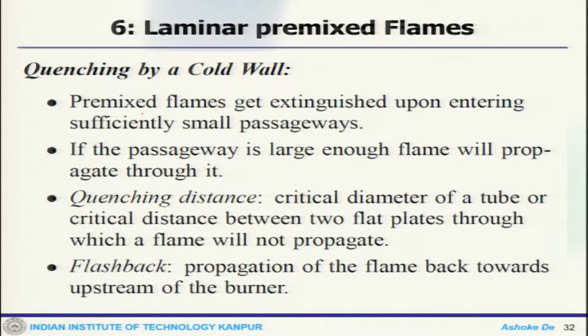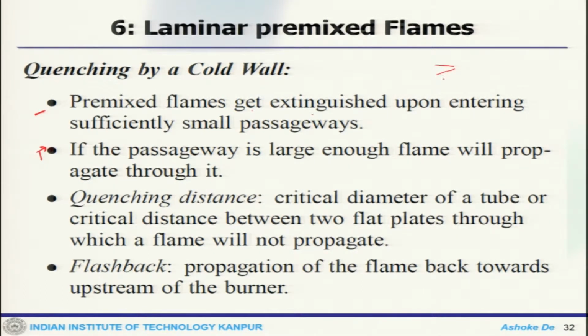Now, the flame front, especially the premix flame front, can get extinguished when it enters through a sufficiently small passage. That means, if you allow it to pass through a very small passage, then it can quench. That is one of the ways it may possibly happen. Obviously the flip side of it is that if the passageway is large enough or broad enough, then the flame will propagate through it. Okay. Now, which immediately brings up an important question: how do you estimate the quenching distance?